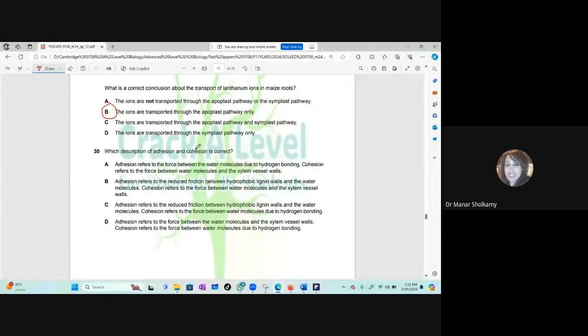Which description of adhesion and cohesion is correct? Adhesion refers to the force between the water molecules due to hydrogen bonding. Cohesion refers to the force between the water molecules and the xylem vessels. Is A right?